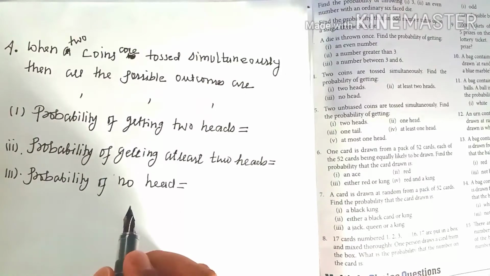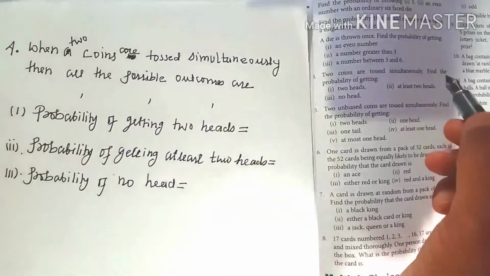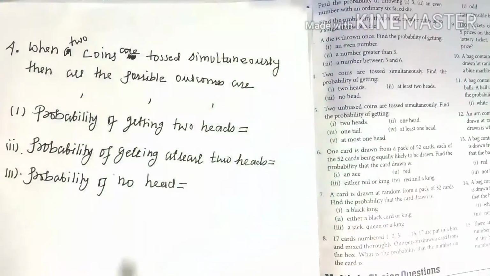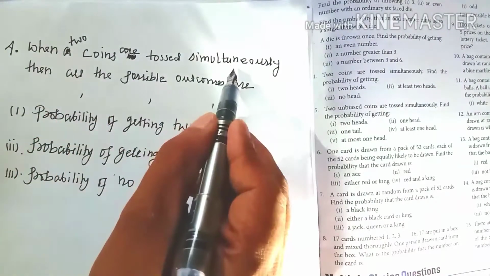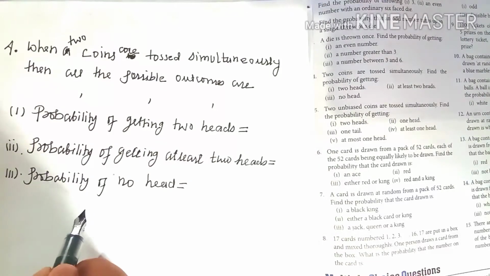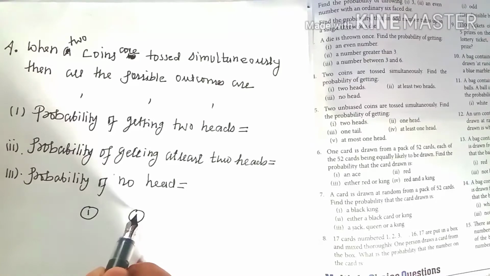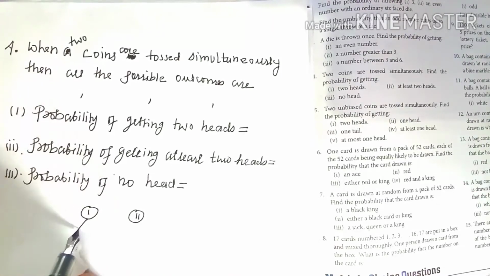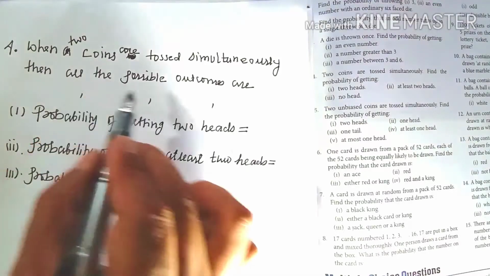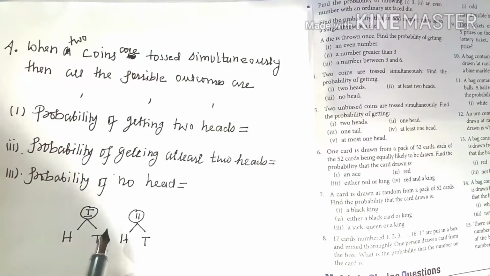Question number 4. When 2 coins are tossed simultaneously, find the probability of getting 2 heads, at least 2 heads, and no head. When 2 coins are tossed simultaneously, all the possible outcomes are given here. Consider 2 coins, the first coin and the second coin. If you toss these 2 coins, when you toss the first coin we may get head, if not tail. Likewise for the second coin, we may get head, if not tail. Then collect all the possible outcomes when 2 coins are tossed simultaneously.